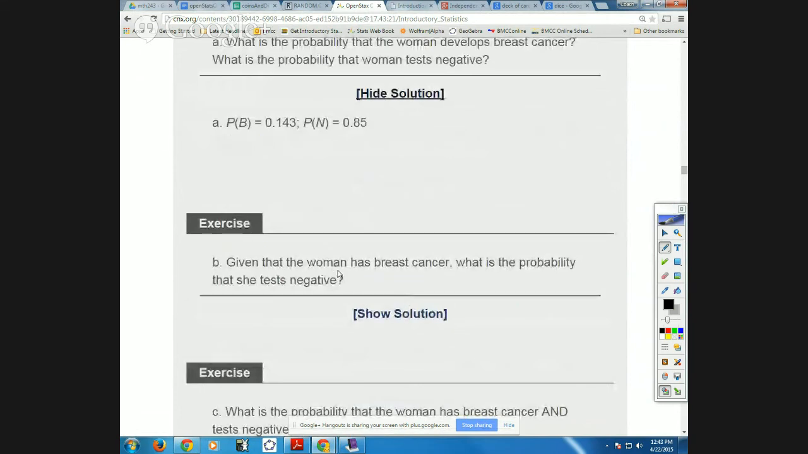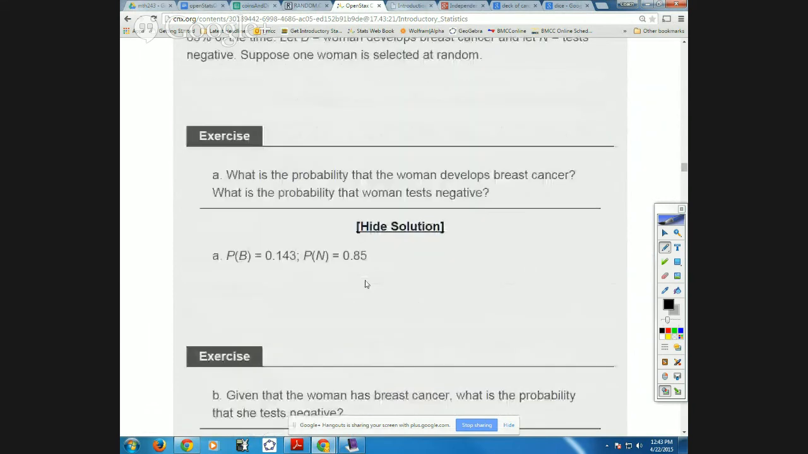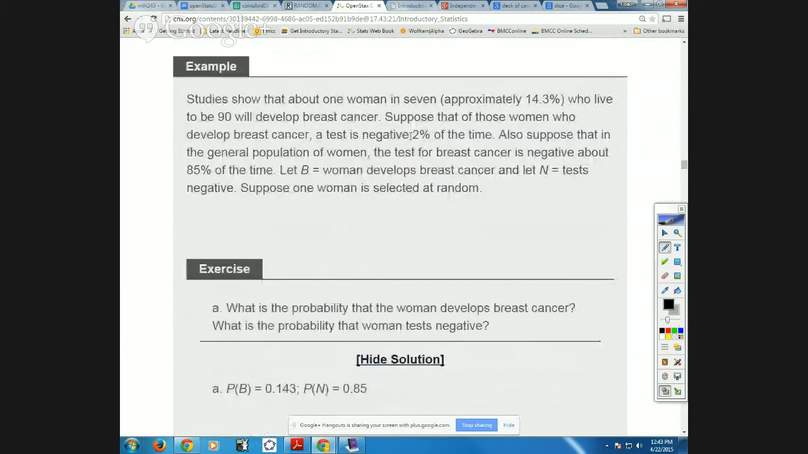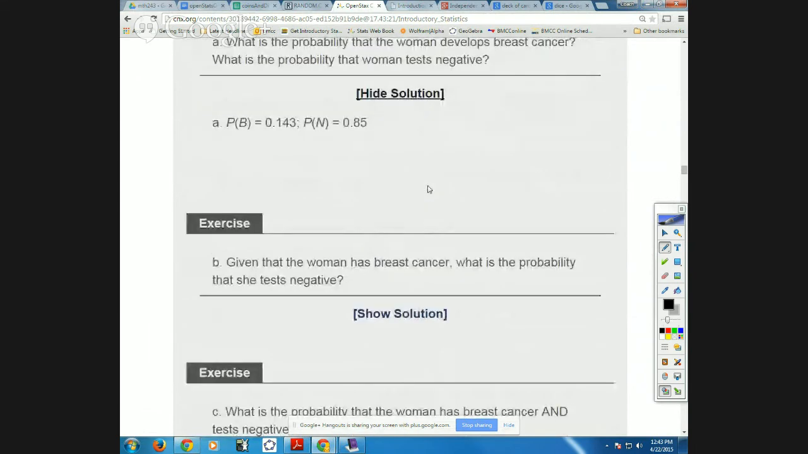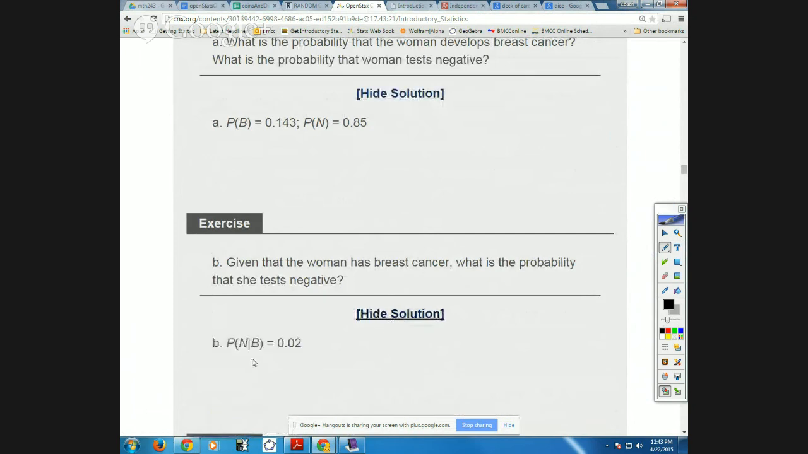Given that a woman has breast cancer, what is the probability that she tests negative? So let's compare that to the second sentence. Suppose that one of the women above develops breast cancer, and the test is negative 2% of the time. I think those say the same thing. So that would be the probability of a negative test given that they develop breast cancer. Probability of a negative test given that they have breast cancer, that's the 2%.